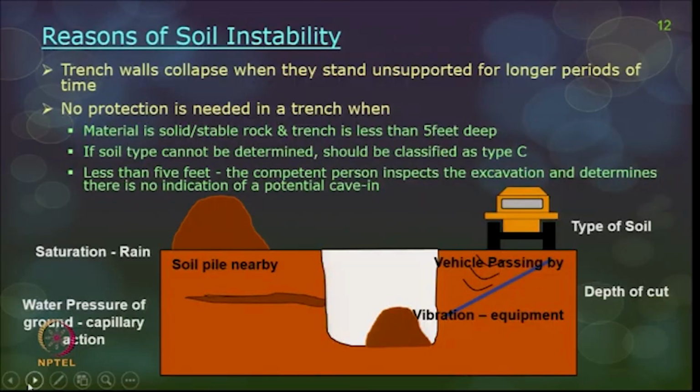The trench walls collapse when they stand unsupported for a long period of time. You are cutting the earth and the side portions are standing firmly, but they won't stand firmly for longer hours. Maybe for some time they can stand, and before that you should put proper safety precautions so that everything stands firm. If you leave the earth as such without a safety barrier in terms of shoring or shielding, then it automatically starts collapsing and closes the trench opening which you have made.